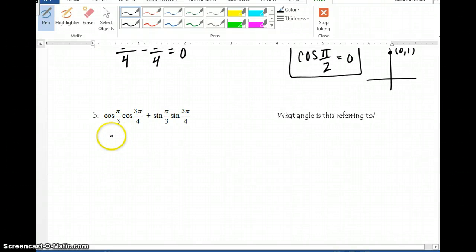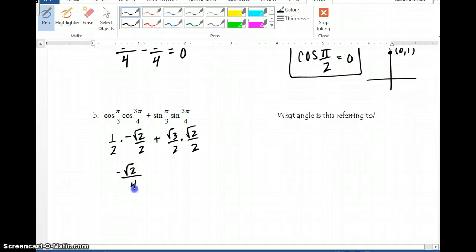Cosine of pi over 3 is 1/2. Cosine of 3 pi over 4. 3 pi over 4 is in the second quadrant, so its exact value is negative. Sine of pi over 3 is square root of 3 over 2. Sine of 3 pi over 4, it's in the second quadrant where the sine is still positive. Top times top, bottom times bottom, top times top, and bottom times bottom.